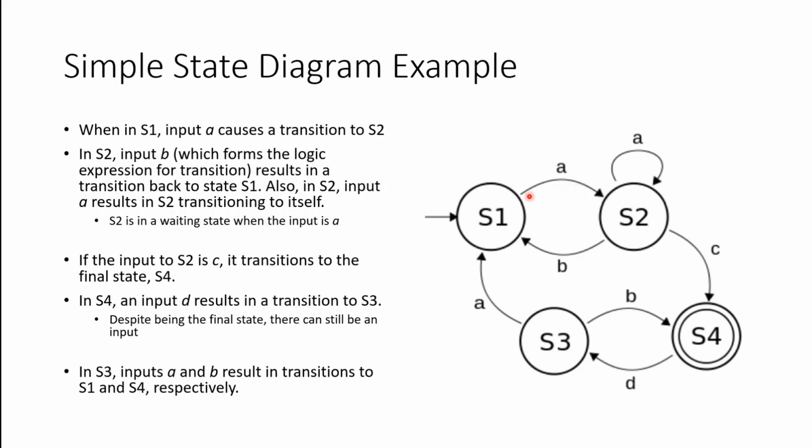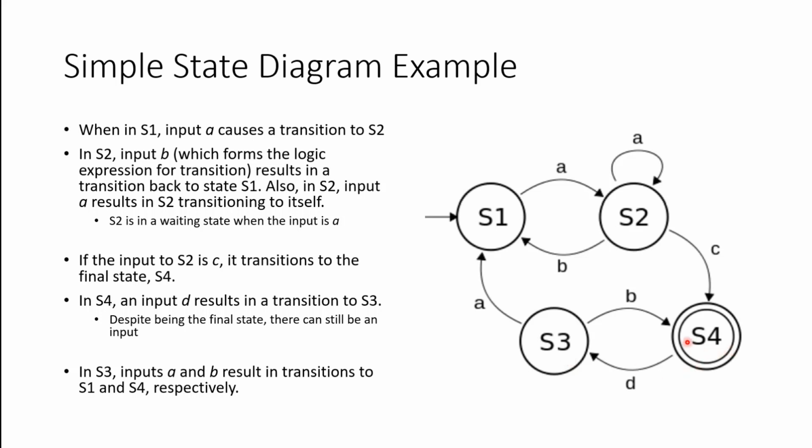Take note that these transitions here, these logic expressions, imply the inputs to the overall system when I am in a particular state. All right? So when I'm in state S2, an input C causes the transition to S4. In S4, an input D results in a transition to S3.